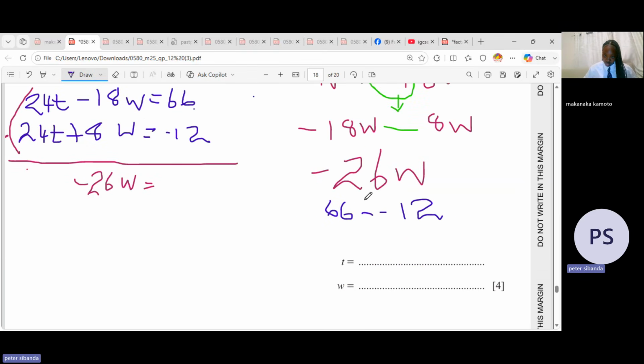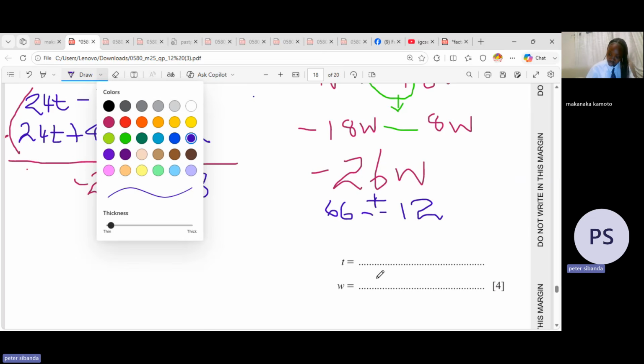Right. What does minus minus give us? We can't have two signs following each other. Yes, it gives us a positive. So now it's 66 plus 12, which gives us what? 78. So now I have this equation: minus 26W is equal to 78. I'm on the brink of getting the value of W.